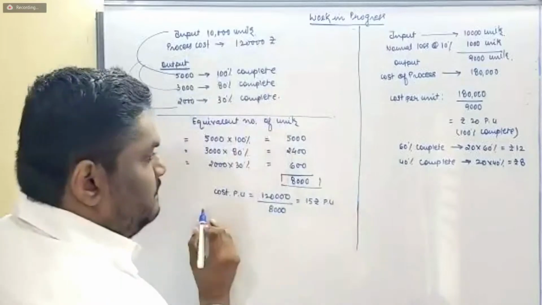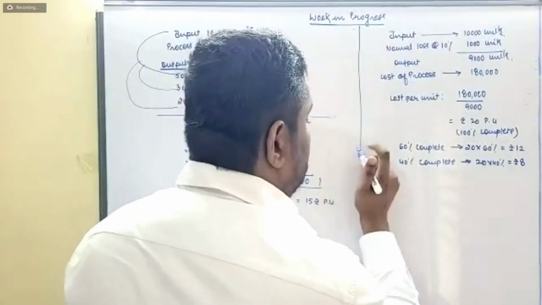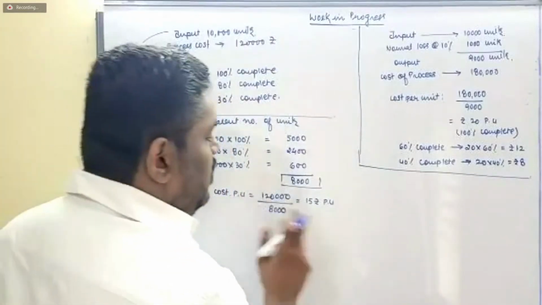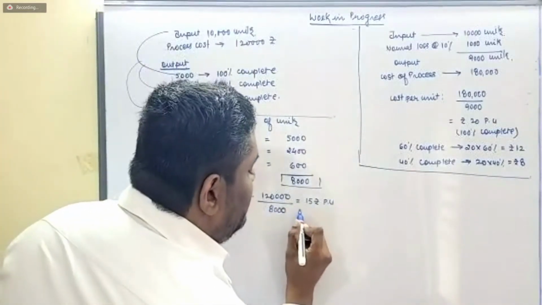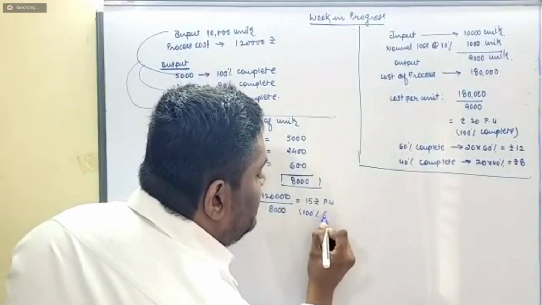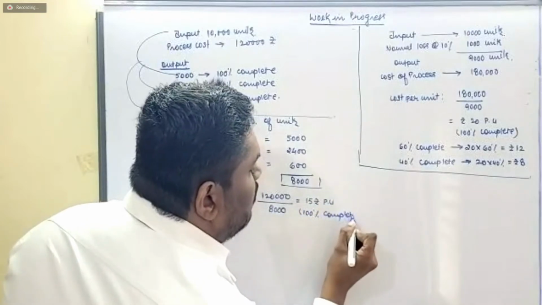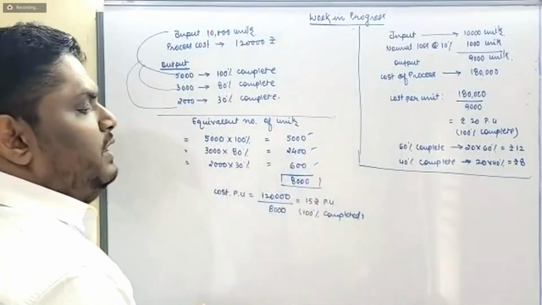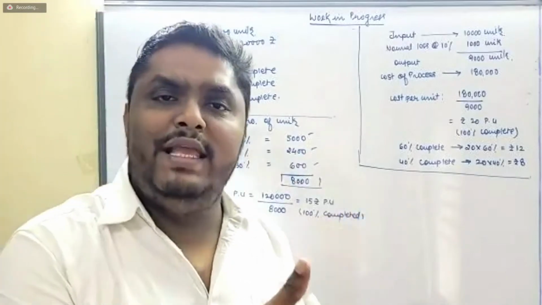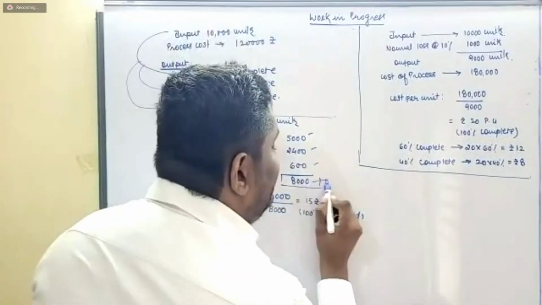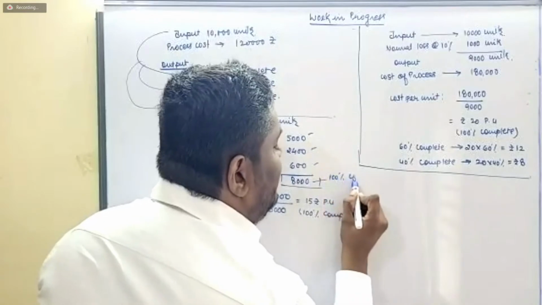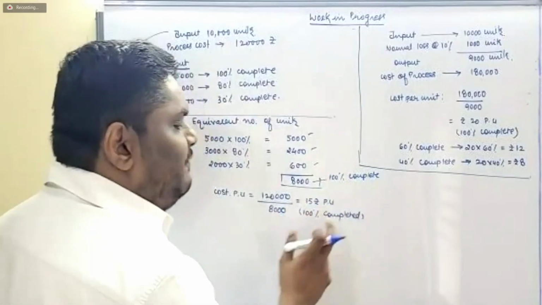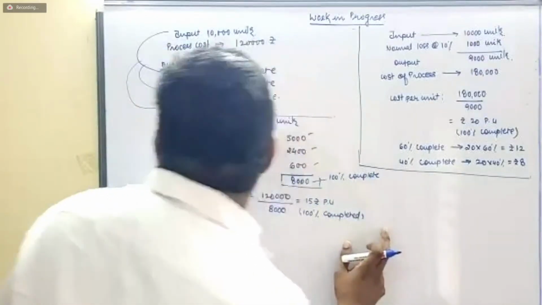Now, if we want to calculate, so this cost per unit is what? 15 per unit is the cost for a 100% completed unit, because these are also 100% complete. We have calculated the equivalent number of units, that is 8,000 units that are 100% complete. So the cost per unit of 15 rupees is for 100% completed units.